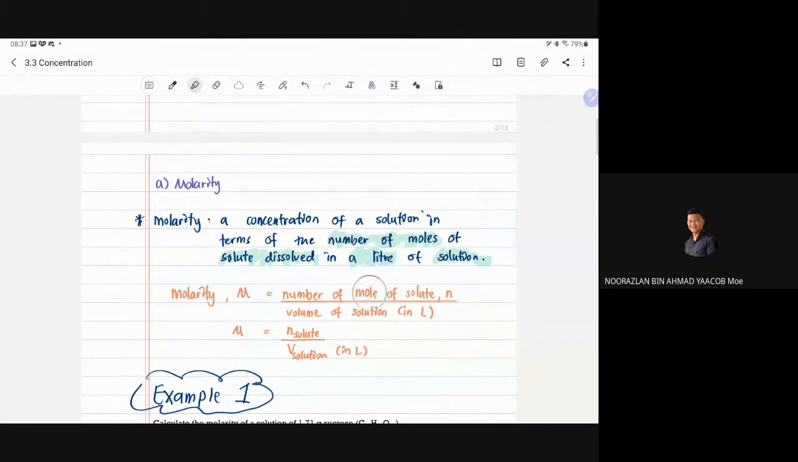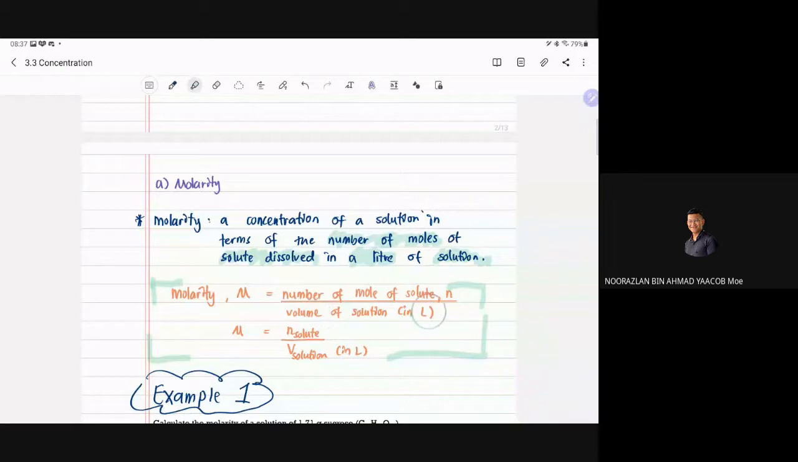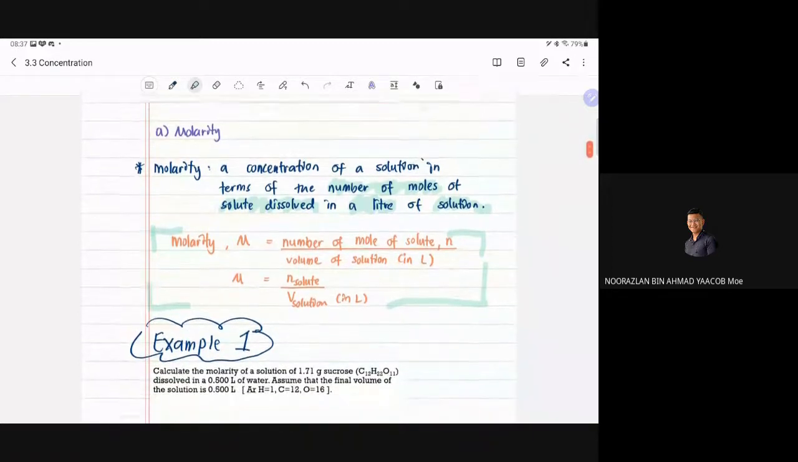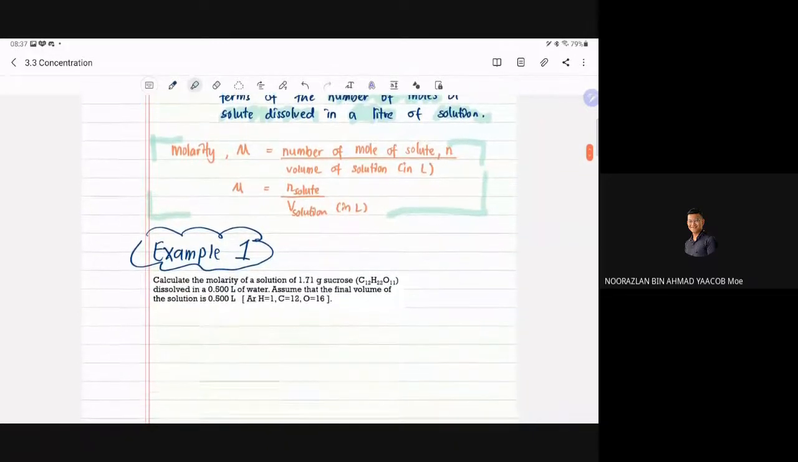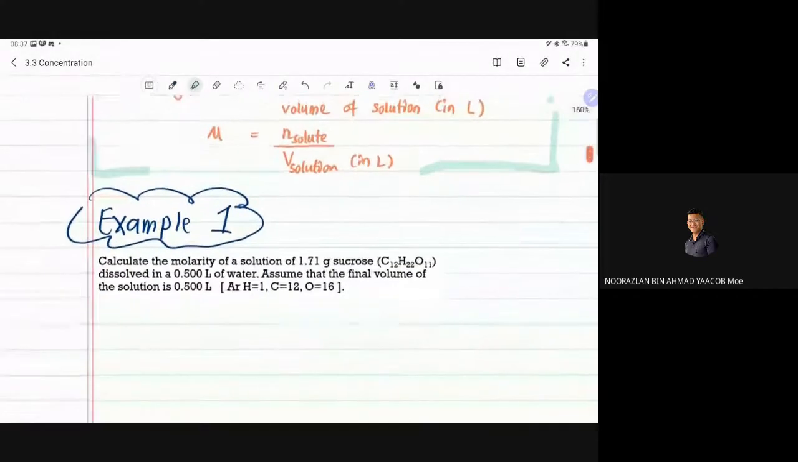So this is what it is in the form of mathematics expression ataupun equation. So molarity M, okay. The molarity M, this is the symbol. It is the number of mole of solute ataupun symbol N divided by volume of solution. So M equals to N solute over V of solution dalam liter. So with that said, okay, let's have a look. Cara kita gunakan this formula to solve problems.